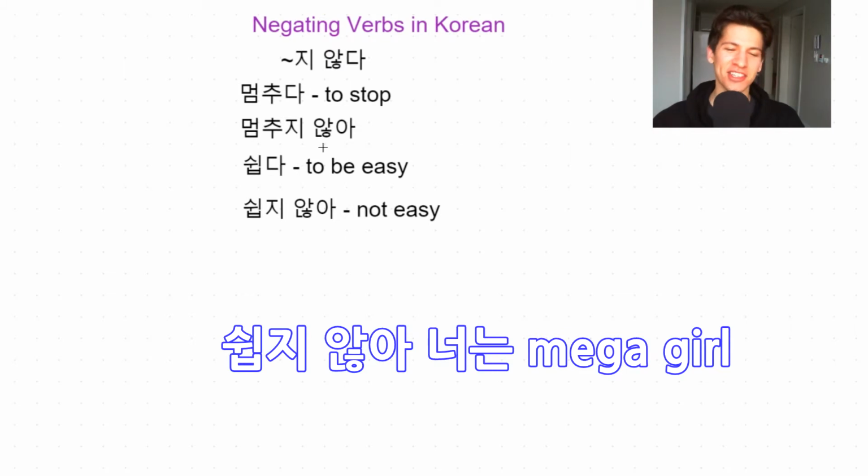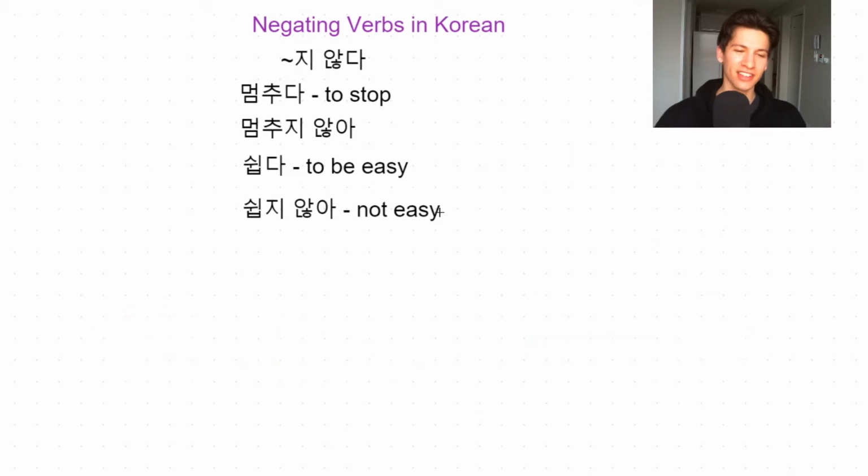Anyways, I'm just joking. I doubt he actually said that to anyone, but it's good to help remember it. You can imagine Kai maybe talking to Jenny or maybe talking to Crystal, and Kai saying the lyrics, 쉽지 않아, 너는 mega girl. So that's just one memory technique I would recommend. You don't have to, but I thought it was funny.